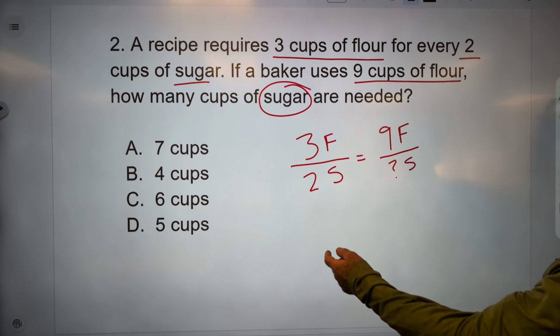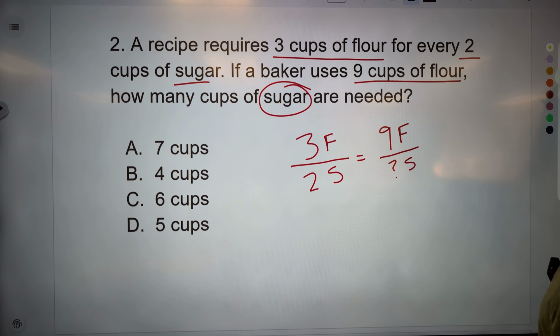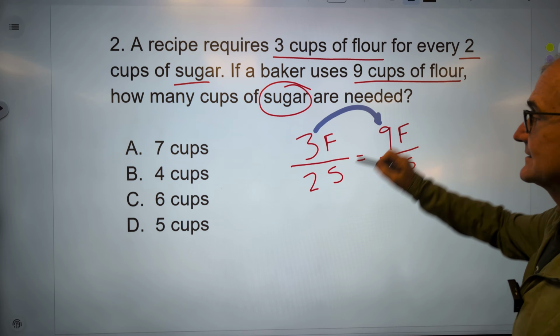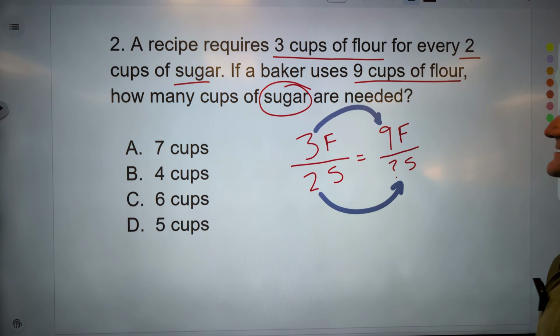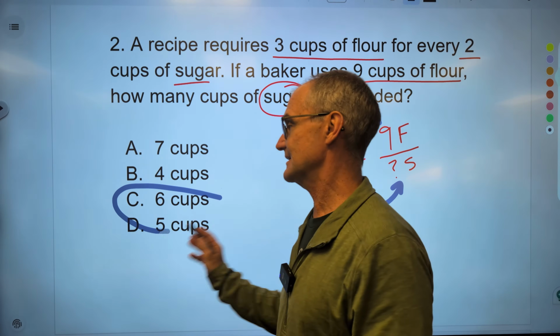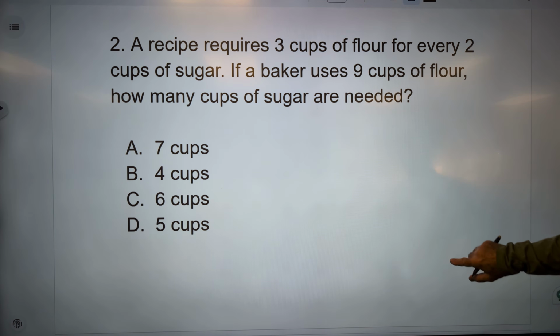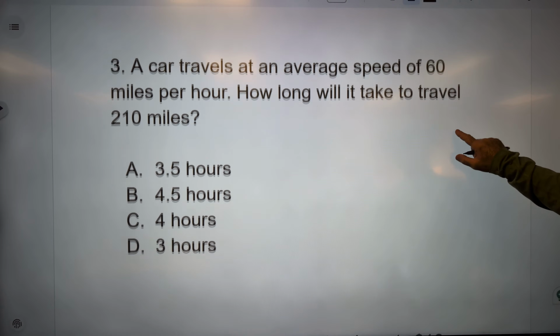A couple ways to do this one. One is I could just go 3 times 3 gets me to 9. 2 times 3 gets me to 6. Therefore, the correct answer, answer C right there, 6 cups. Okay, move on here, number 3.